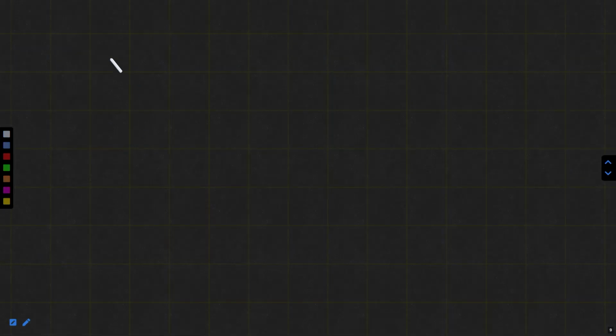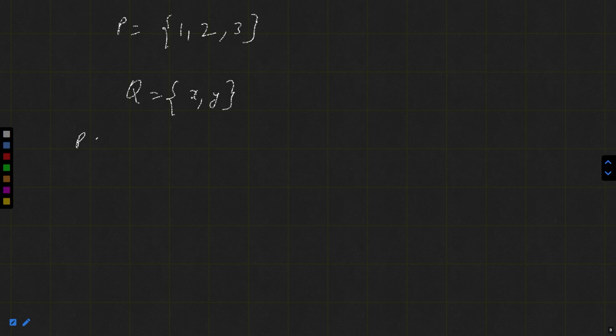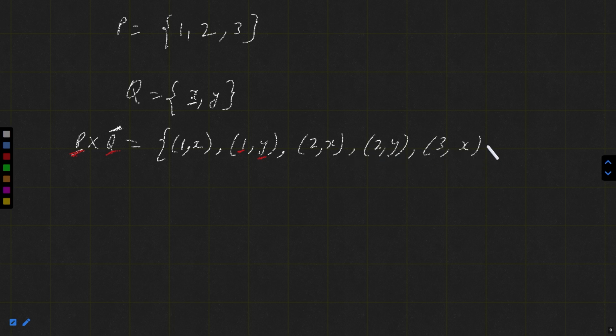For example, if P is the set 1, 2, and 3, and Q is the set X, Y, then P cross Q will have the first element of the pair coming from P and the second element coming from Q. So 1 comma X, and I can also write 1 comma Y, since 1 belongs to the first set and Y belongs to the second. Similarly 2 comma X, 2 comma Y, then 3 comma X, 3 comma Y.